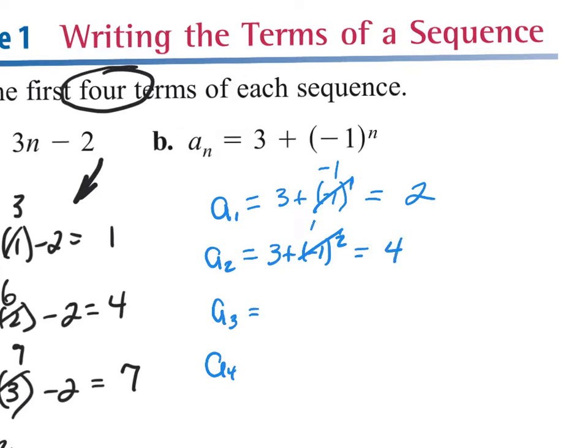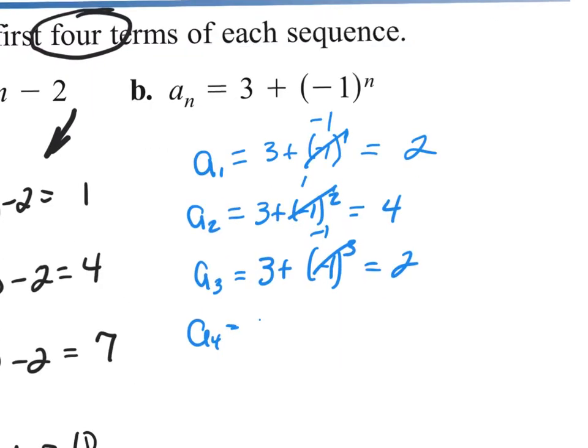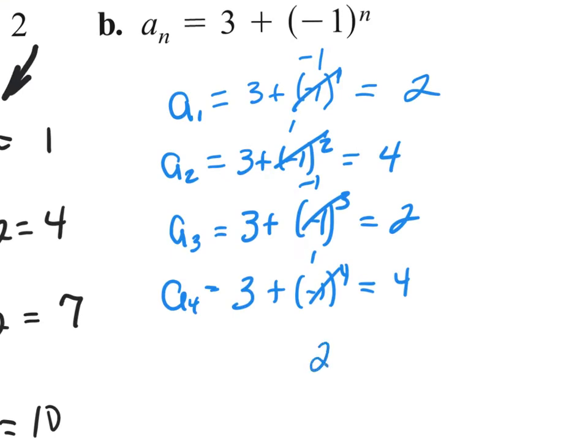Everybody with me? Okay, so then I have the third term. So I say 3 plus negative 1 to the third power. Negative 1 to the third power is negative 1. So 3 plus negative 1 is 2. And then I have the fourth term. So I have 3 plus negative 1 to the fourth power. Negative 1 to the fourth power is 1. 3 plus 1 is 4. So in this sequence, it's 2, 4, 2, 4, and it just keeps going. This is term 1, term 2, term 3, term 4. Does that make sense? You guys with me?